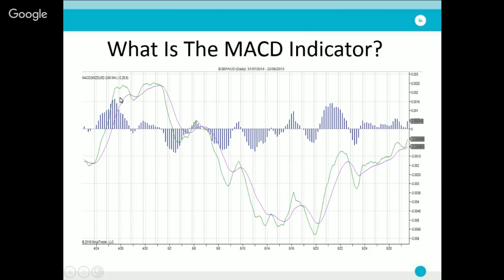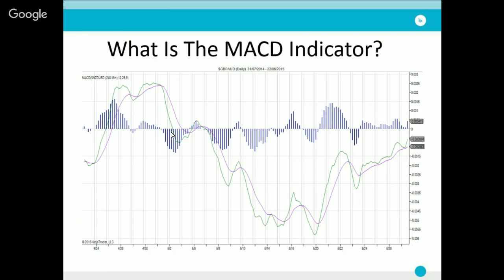So when the green line is above the purple line in this instance, the MACD histogram is positive. And then when the MACD line, the green line, is below the purple line, the histogram is negative.